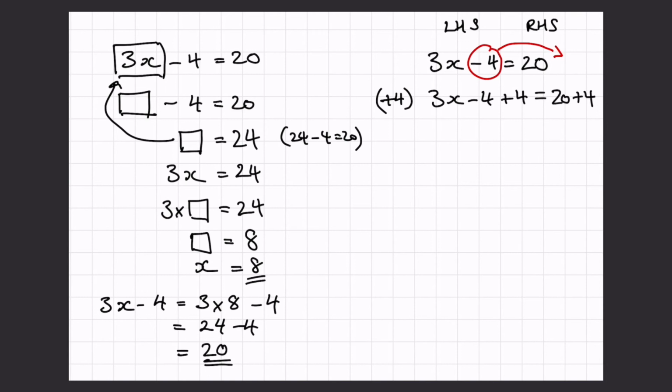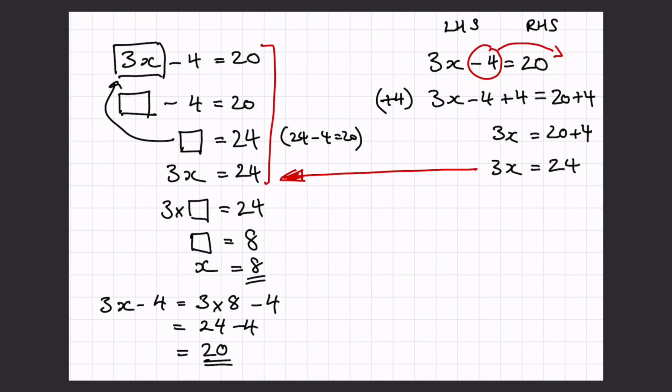The left-hand side must equal the right-hand side. What you do to the left-hand side, you must do to the right-hand side to maintain the balance. 3x is equal to 20, add 4. 3x is equal to 24. And of course, that is what we have over here at this time. So this first stage when we were solving the equation here was to get the 3x on its own. The next stage now is to get x on its own.